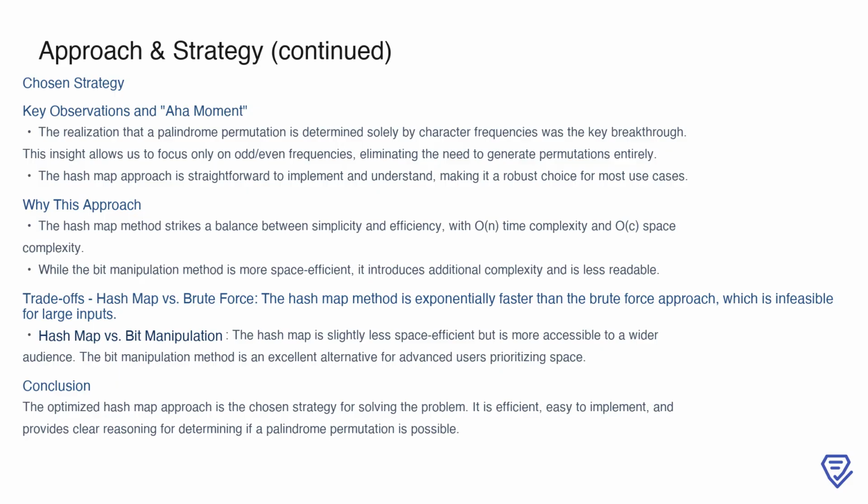On the other hand, the brute force approach, though conceptually simple, is computationally prohibitive and unsuitable for large inputs. Overall, the hash map approach is the chosen strategy because it strikes the right balance between efficiency and clarity, making it a robust and practical solution for determining if a string's permutation can form a palindrome.